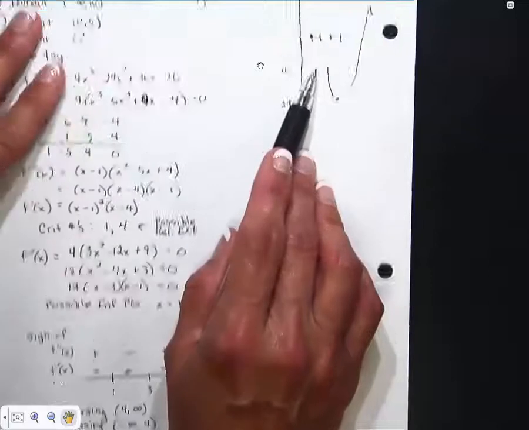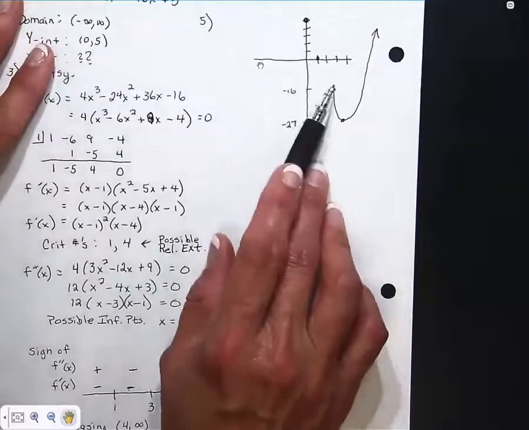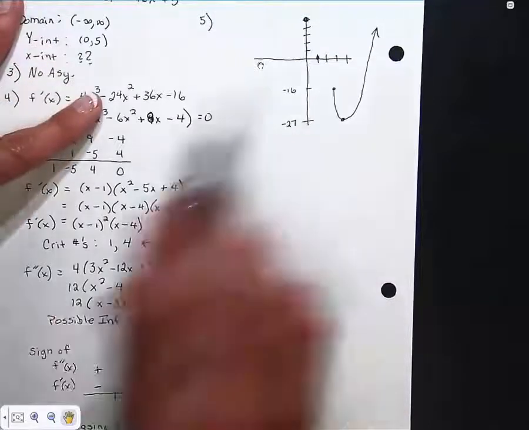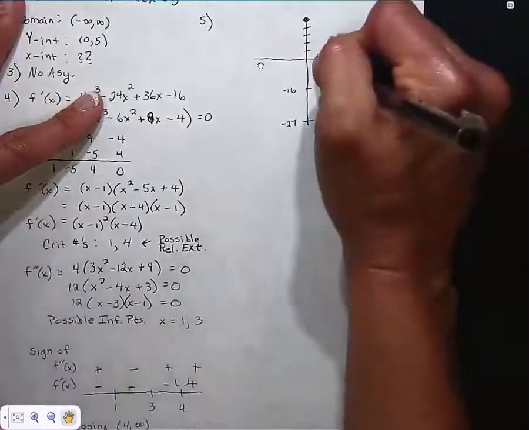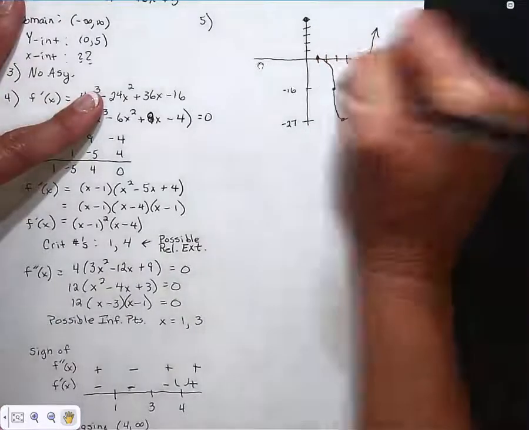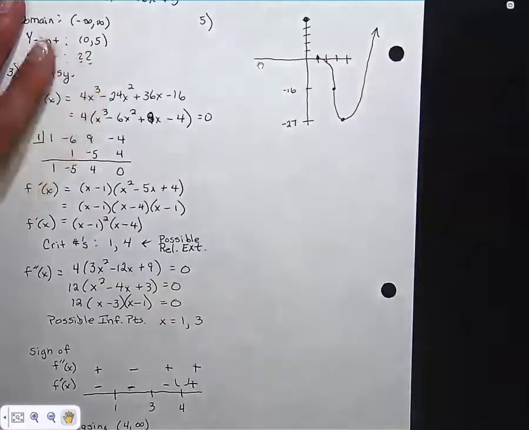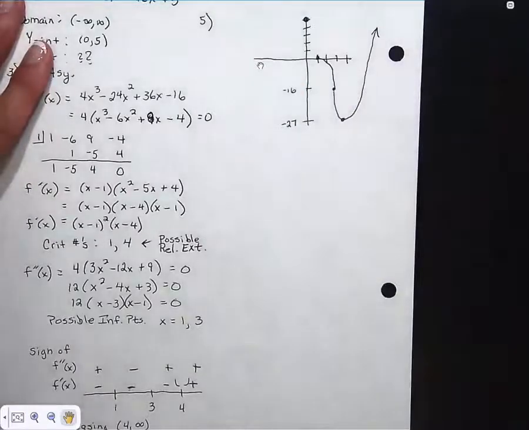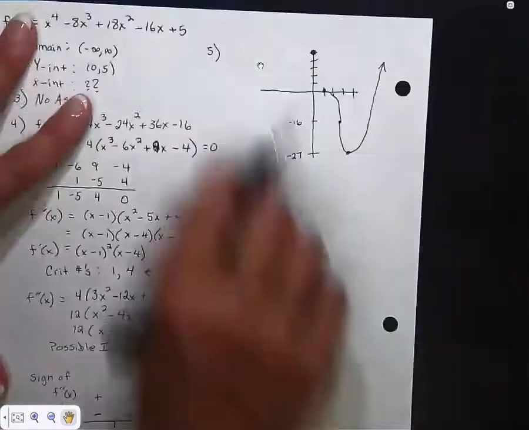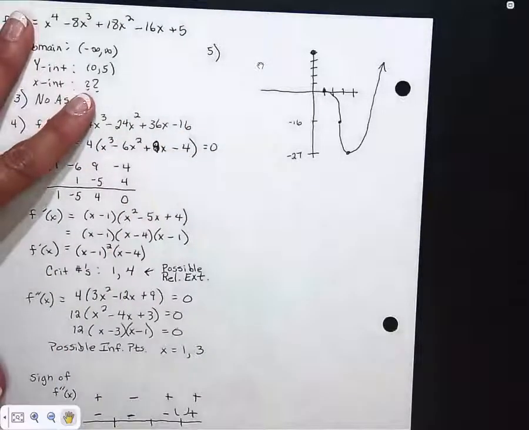Draw what you think it would be on your paper. Concave down and decreasing from here to here. And then it's concave up from negative infinity to 1. From all the way over here to here, it's concave up. Can you make that piece look concave up?